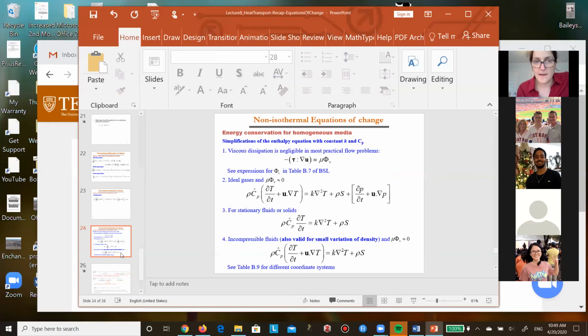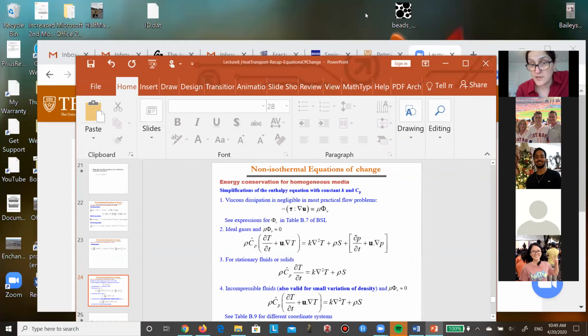Okay, right. So this is what we're going to end up with for heat transfer, and next time we're going to start mass transfer.